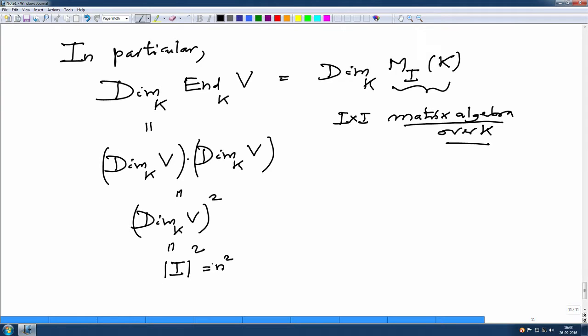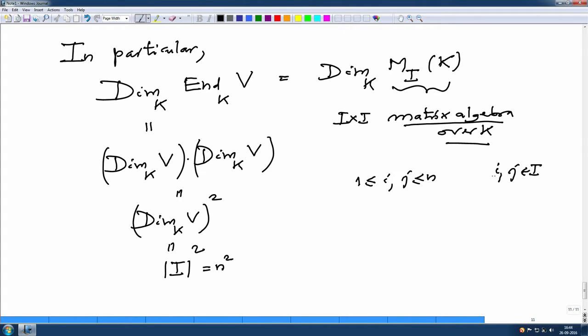So let us write down a basis of this matrix algebra. Now we think in terms of matrices. So why n square? You take any two indices between 1 and n, or you can simply say i, j in I.